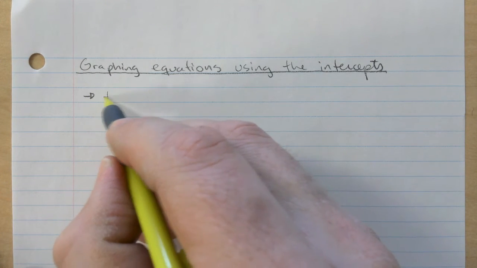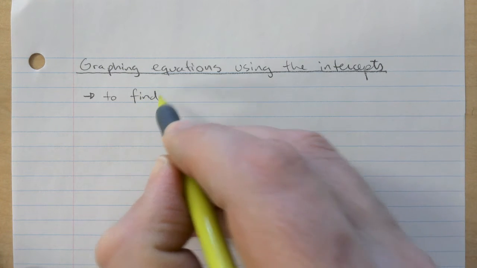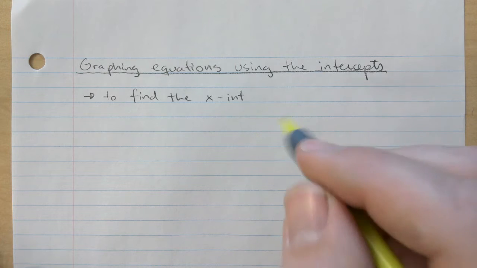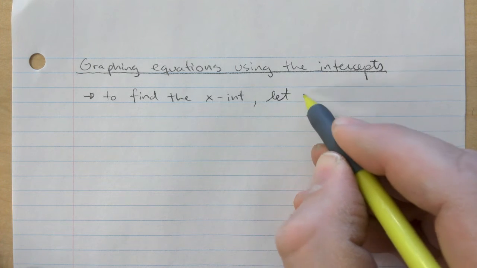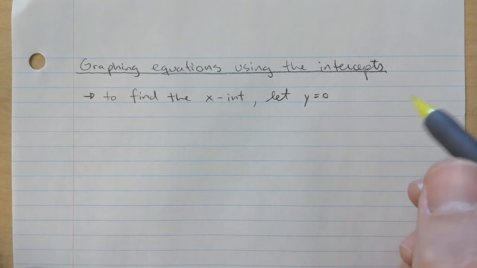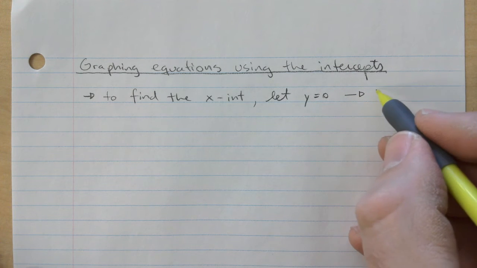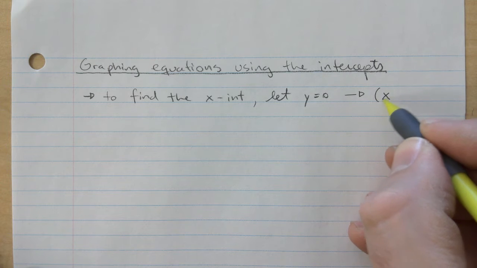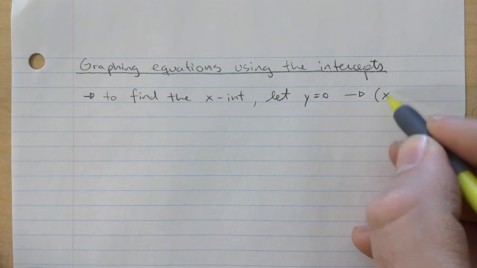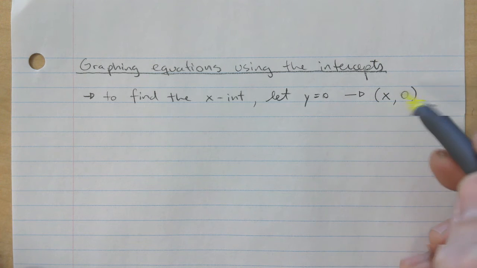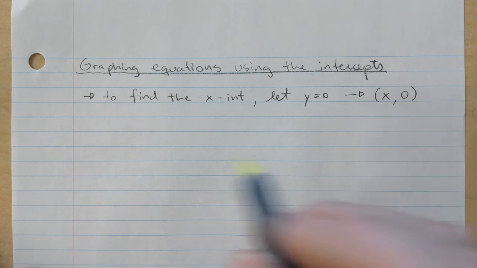Firstly, to find the x-intercept, let y equal to 0, right? And then what you're going to get is a point where you have a number for x, but y is going to be equal to 0. So in general, that's what it always looks like, an x-intercept.